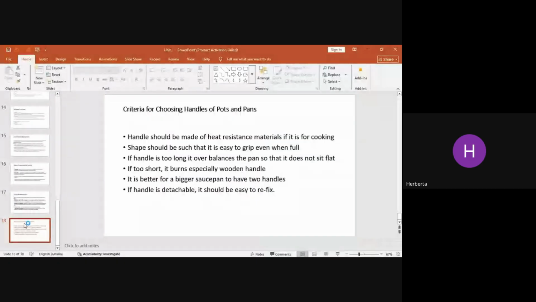So with a bigger saucepan, it is better to have two handles. And if you have a detachable saucepan or detachable handles, they should be easy to fix. Now, the new saucepans, taffeta saucepans or enamel saucepans that are coming, normally when you buy them, the handles are not even fixed. So you buy it, and when you come home, you fix the handles on the saucepans.